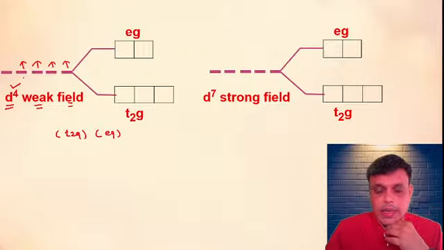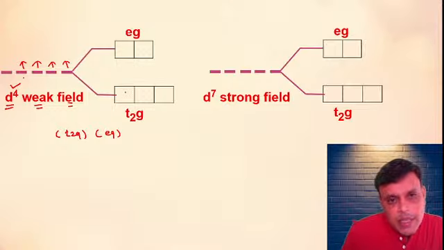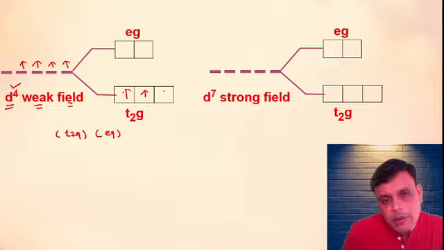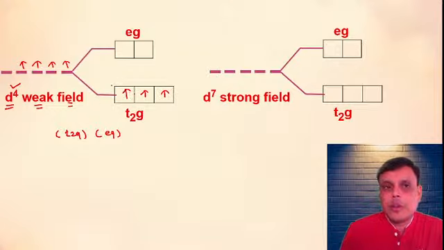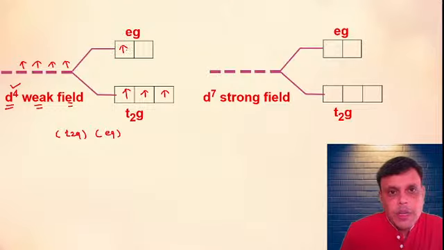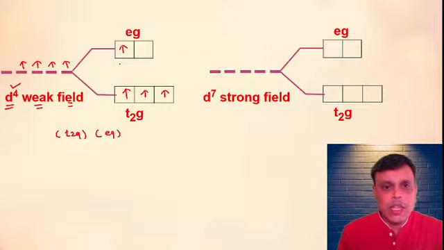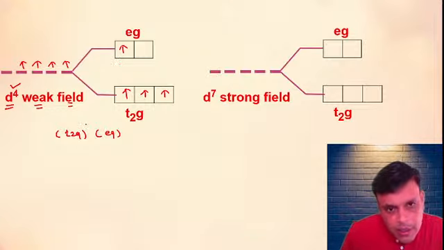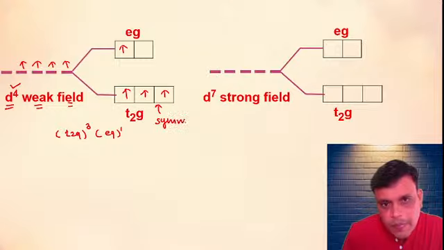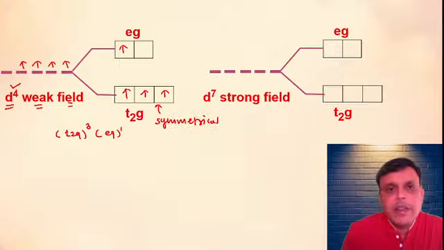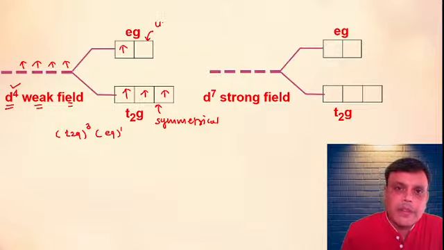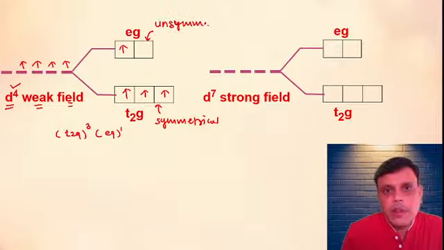t2g3 eg1, correct, Sonal and Vikram. According to the rule, three electrons will enter the t2g orbital, and the fourth electron will go into the eg orbital because the gap between t2g and eg orbitals is less, so the electron prefers the eg orbital. So the electronic configuration is t2g3 eg1. Here in t2g it is symmetrical filling, and in eg it is unsymmetrical filling of electrons.